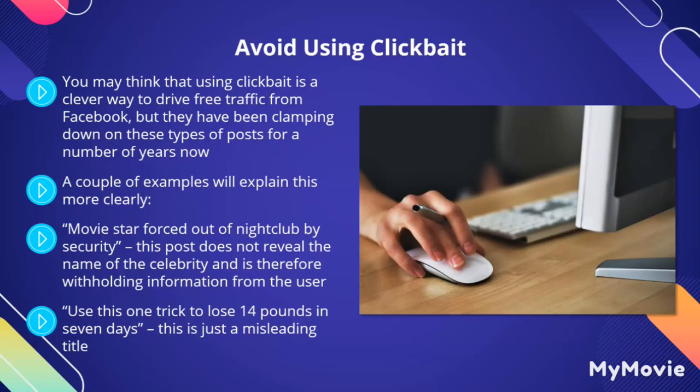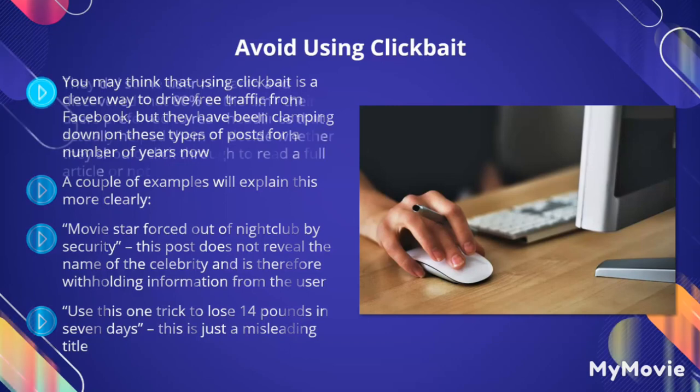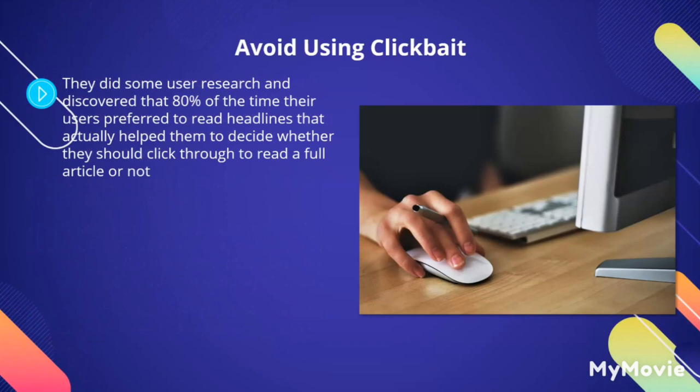But Facebook started to notice that the quality of the content that users clicked through to was poor quality. They did some user research and discovered that 80% of the time their users preferred to read headlines that actually helped them to decide whether they should click through to read a full article or not. Facebook then started measuring the time that users spent on the external page before they would go back to Facebook. The message is clear here.